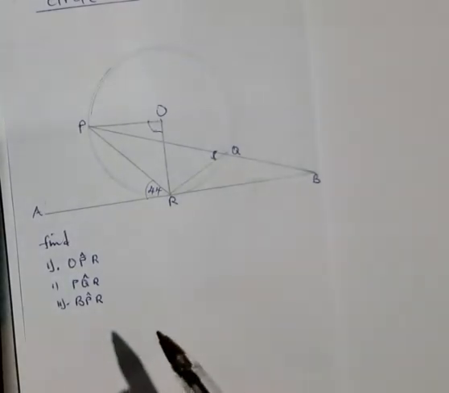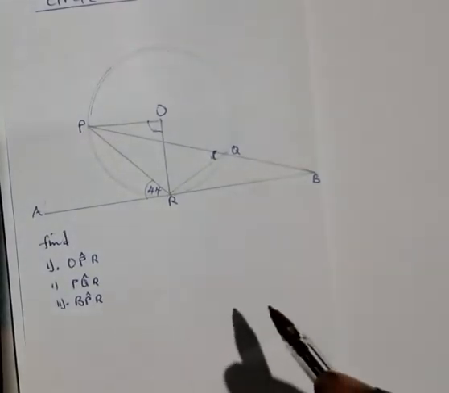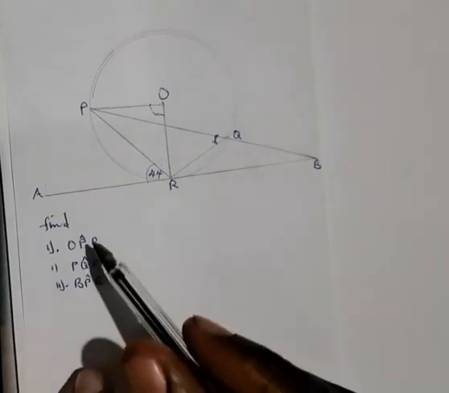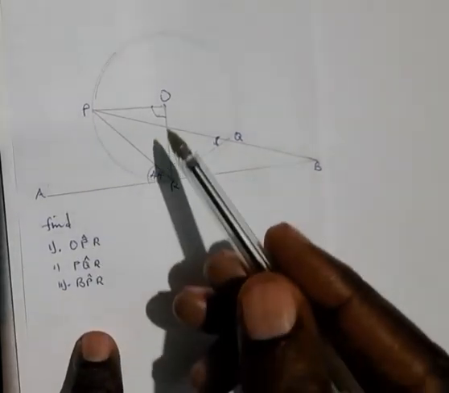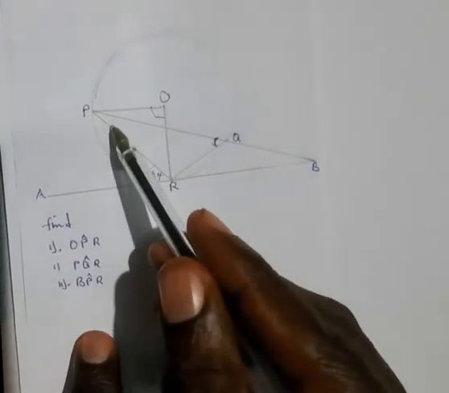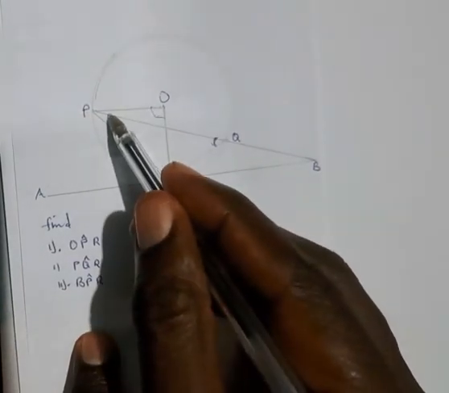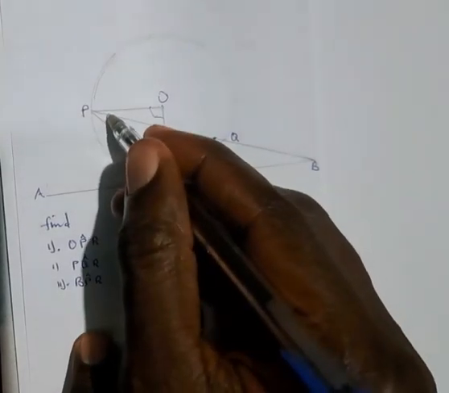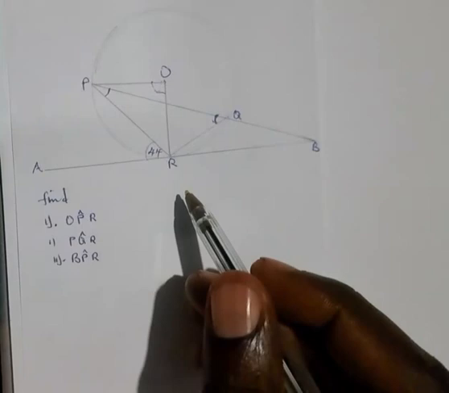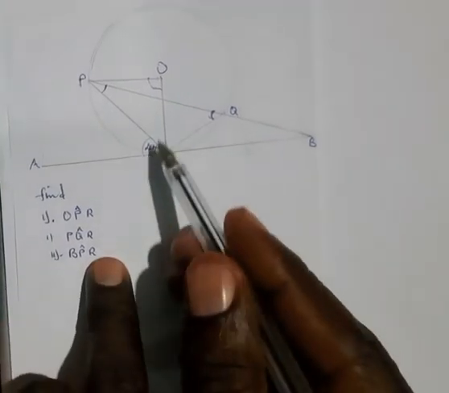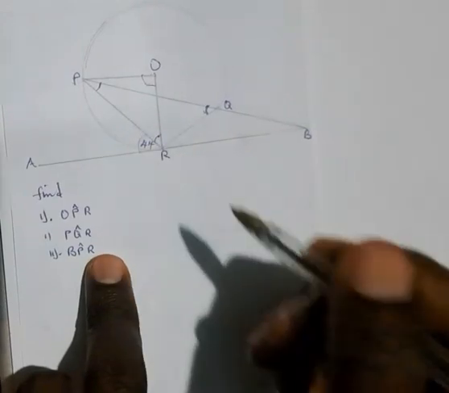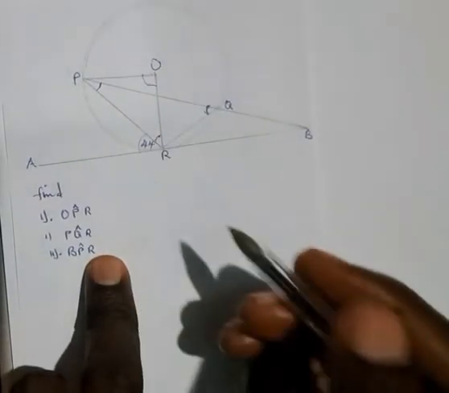I think with those three, we can go on now. Just go and hit it. Okay, let's find the angle OPR. This angle here. What is the size of this angle? First, find the size of this angle. I think what will help us is the size of this angle here. And what is the size of this angle?